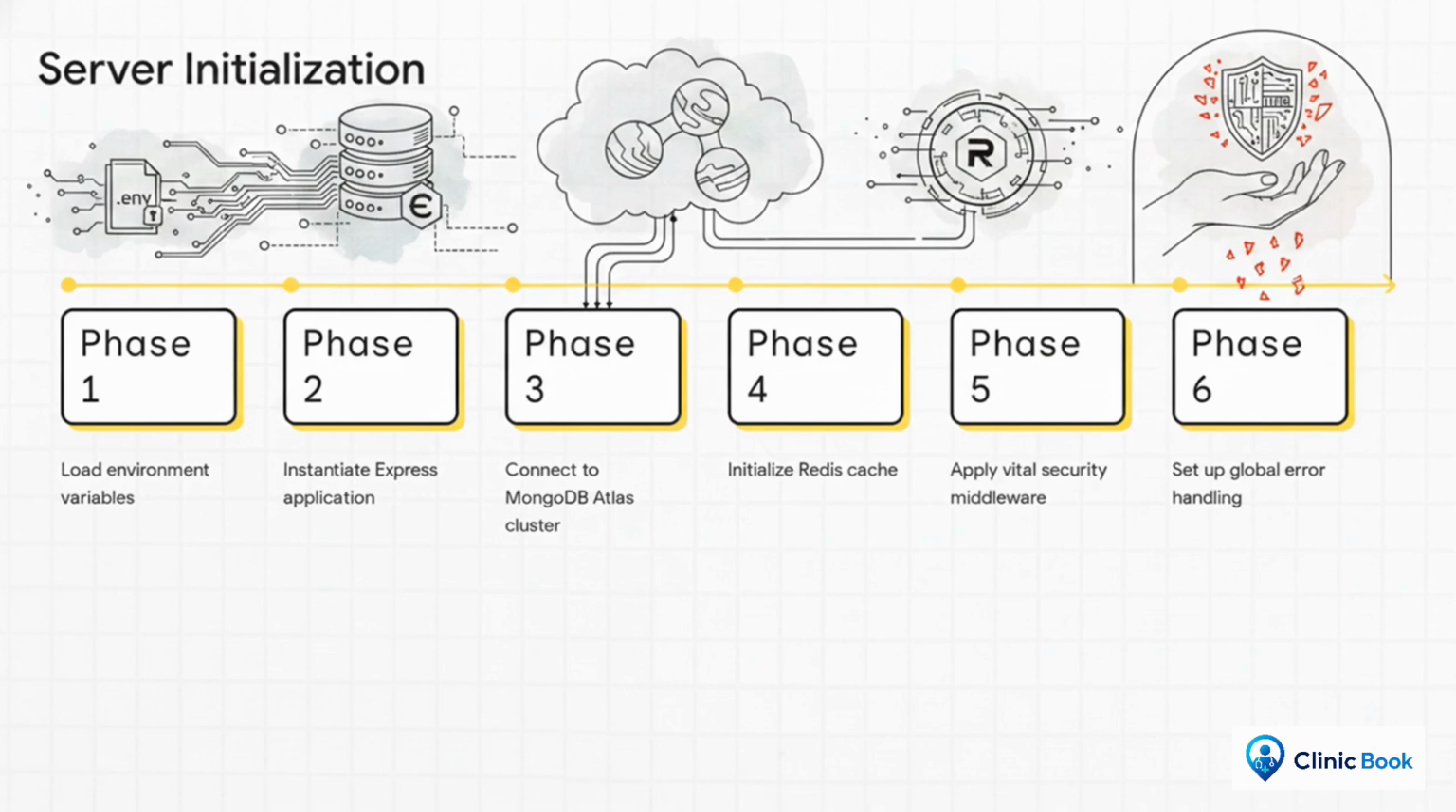Only after those external services are locked in do we apply our vital security middleware, finishing up with global error handling. And hey, if any of these phases fail during your initial local setup, make sure you check the debug logs in your terminal. They capture granular initialization errors that will save you hours of troubleshooting.